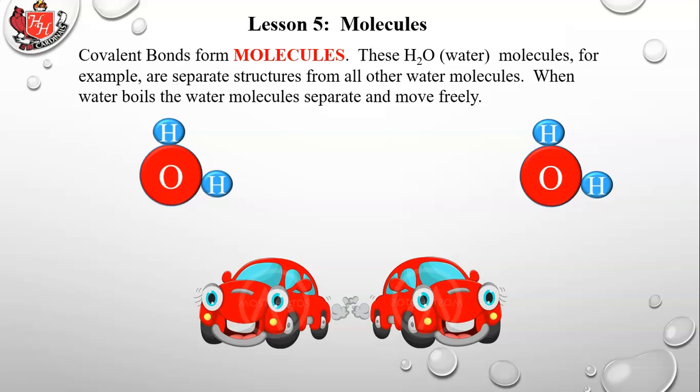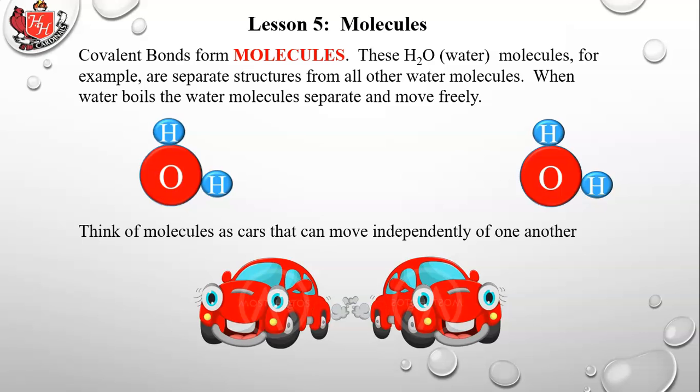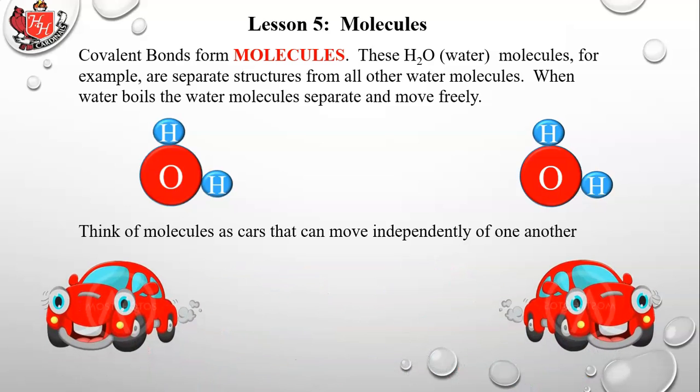Think of them much like cars. Two cars can move independently of one another in different directions. Okay, so molecules are separate, independent structures, and we're going to compare that to ionic bonds in just a moment.